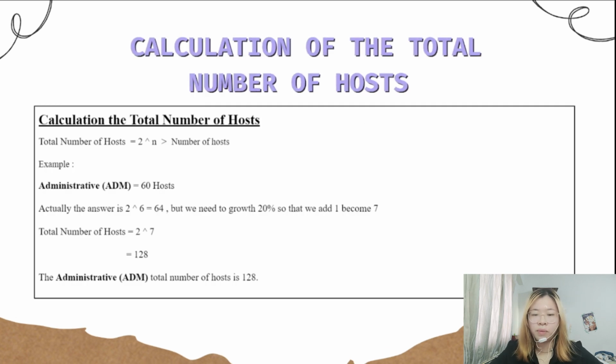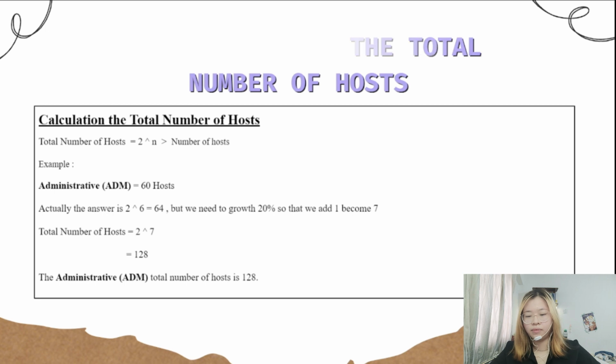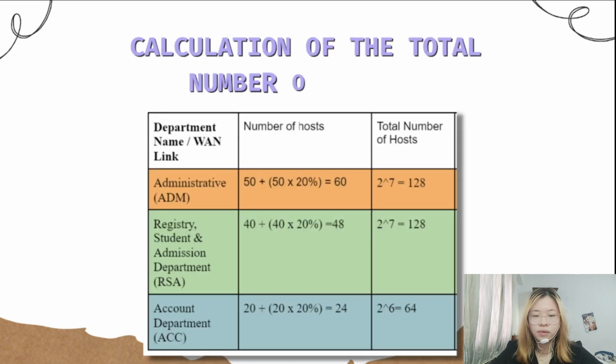So next, I will talk about the calculation of the total number of hosts. The formula for the total number of hosts is 2 to the power of n, more than the number of hosts. For example, administrative is 60 hosts. Actually, the answer is 2 to the power of 6, equal to 64. But we need to grow 20%, so we need to add 1, becoming 7. So the total number of hosts is 2 to the power of 7, equal to 128. So for administrative, the total number of hosts is 128. So this is all the calculation of the total number of hosts.